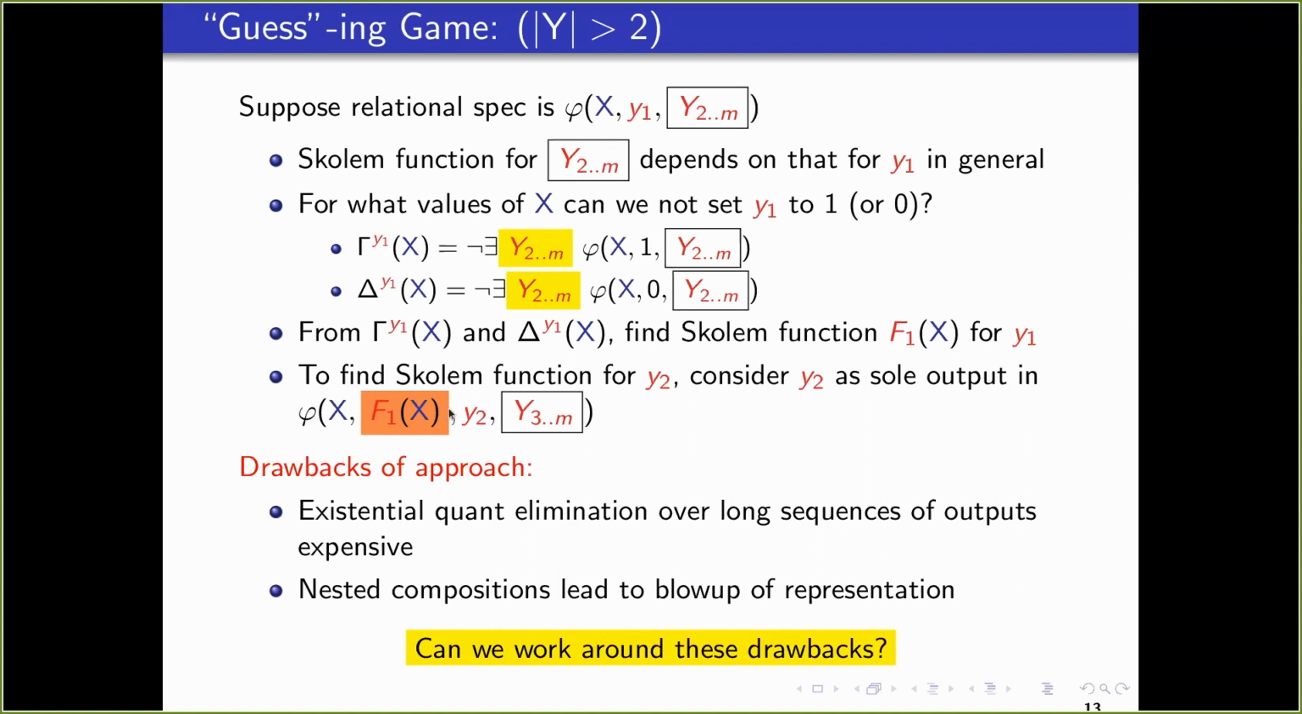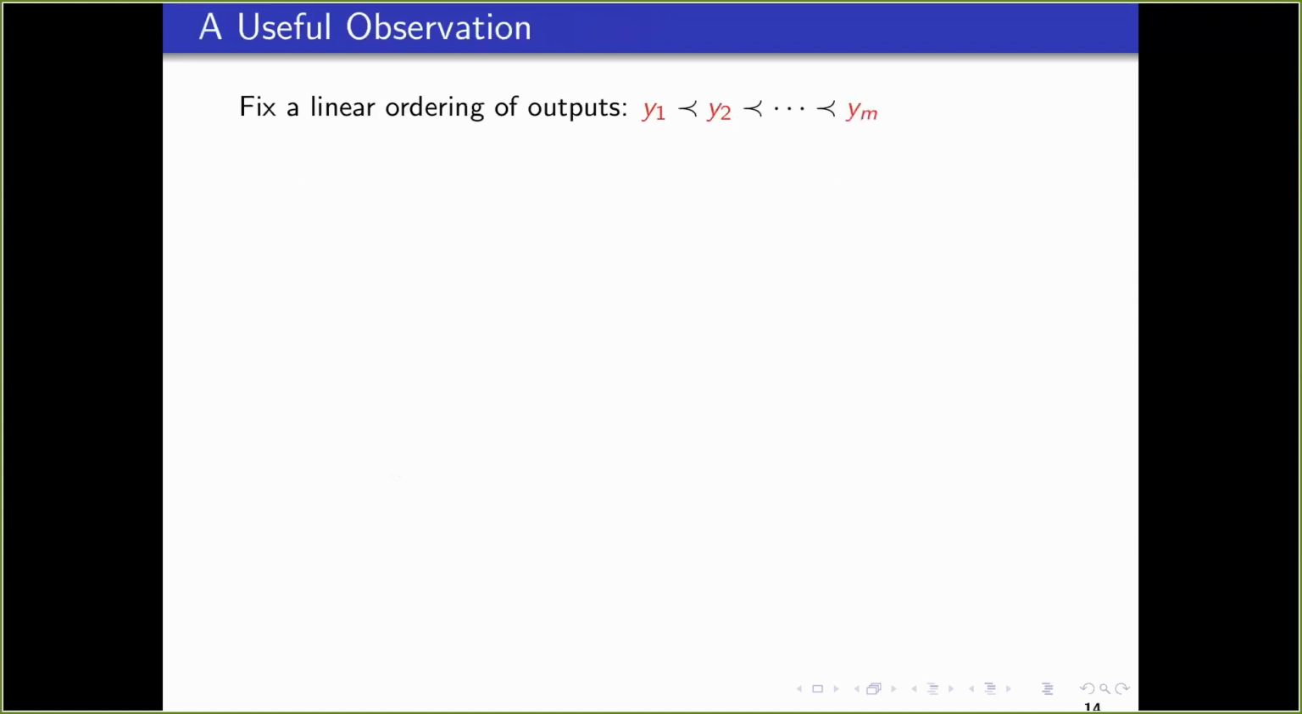Note that if I could do this, I would get the Skolem function straight away, directly. There would not be any guessing, checking, repairing. But of course, these have these drawbacks. And so we are asking, can we work around these drawbacks? And the guess, check, repair paradigm is really to work around these drawbacks.